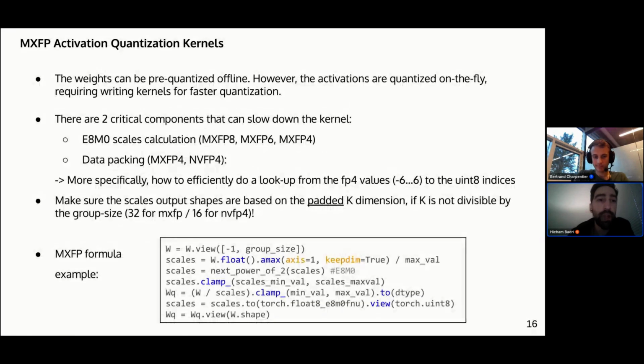So the first thing that we are going to talk about is writing activation quantization kernels. There are really a couple of things that you need to watch out for here. Let me summarize this. The first thing to keep in mind is that we are working with group sizes, and in order to do it properly, we need to have shapes that are multiples of the group sizes.